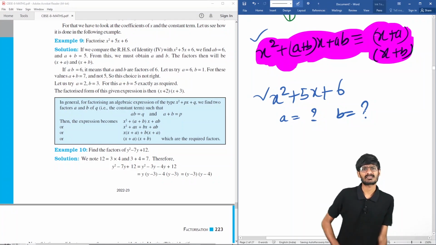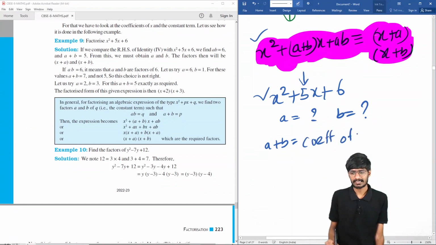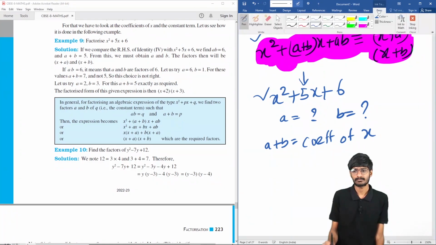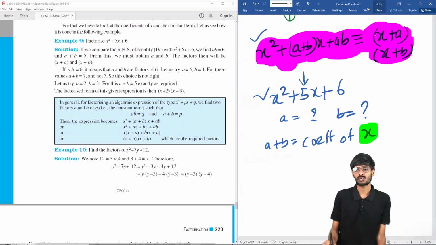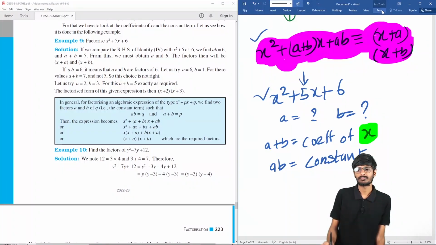So how to do the task, students? The sum a plus b must be equal to the coefficient of x, and the product of a and b must be equal to the constant term, which is the end term.